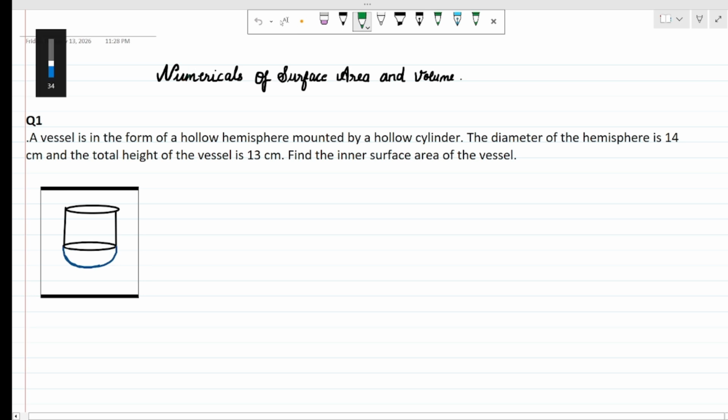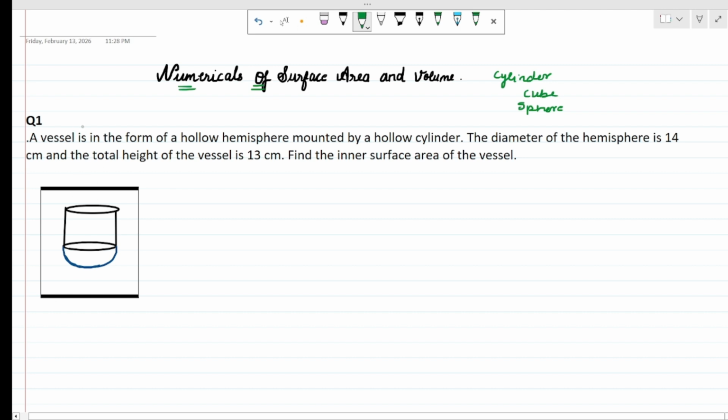In today's topic, we are going to learn about the numericals of surface area and volume. In the last video, we learned about the various formulas related to area, curved surface area, total surface area and volume of different shapes such as cylinder, cube, sphere, etc. Various shapes we have seen earlier. In this video, we are going to see the volume and surface area for the combined shape.